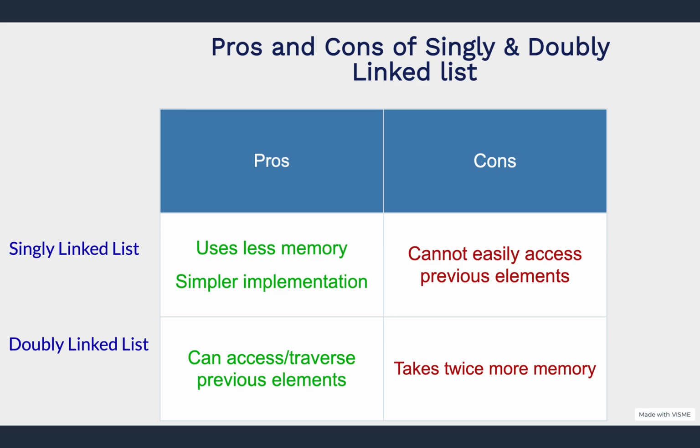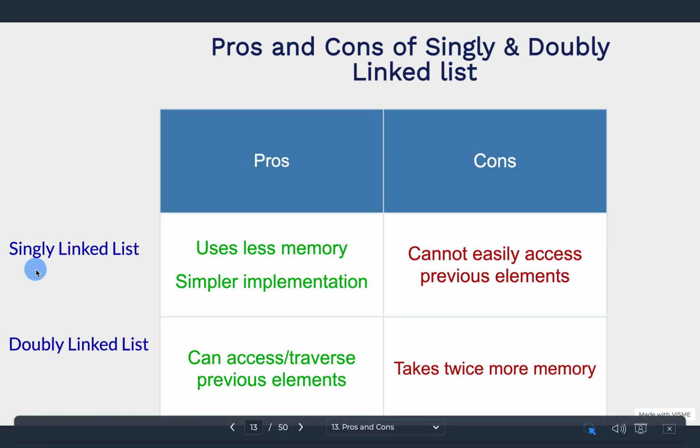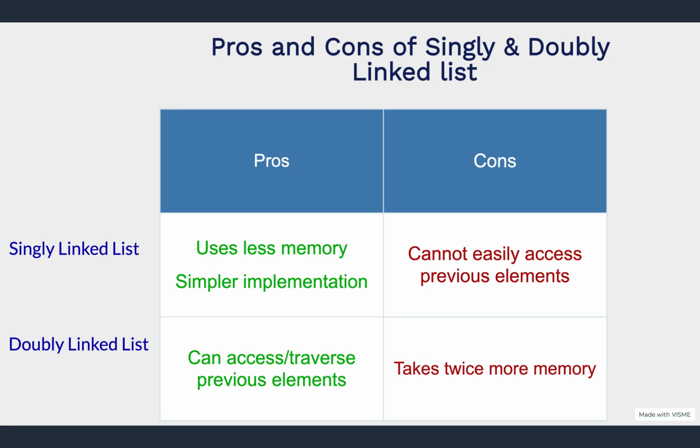So the doubly linked list occupies more memory. In a 32-bit machine, an address takes up to 4 bytes, and in a 64-bit machine, an address takes up to 8 bytes. So you can see that addresses take memory. The doubly linked list takes more memory because it stores more addresses. However, the singly linked list is simpler to implement, unlike the doubly linked list.